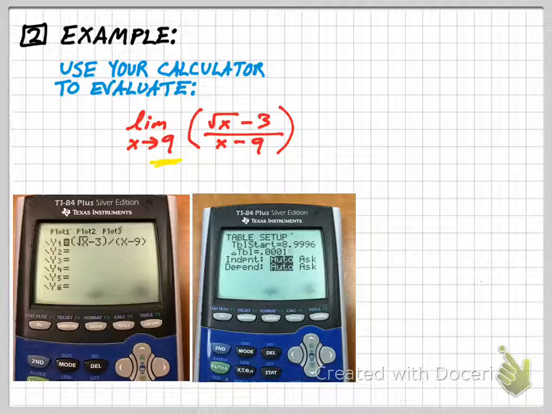All right, the key thing here is that your table start is in the neighborhood of 9, and so mine has 8.99, which is very close, and that your delta table is a very small number. Again, you can use other numbers besides 0.0001, but you want to be sufficiently small, so make it a small number. Next step is to actually view your table, so see if you can pull up your table next.